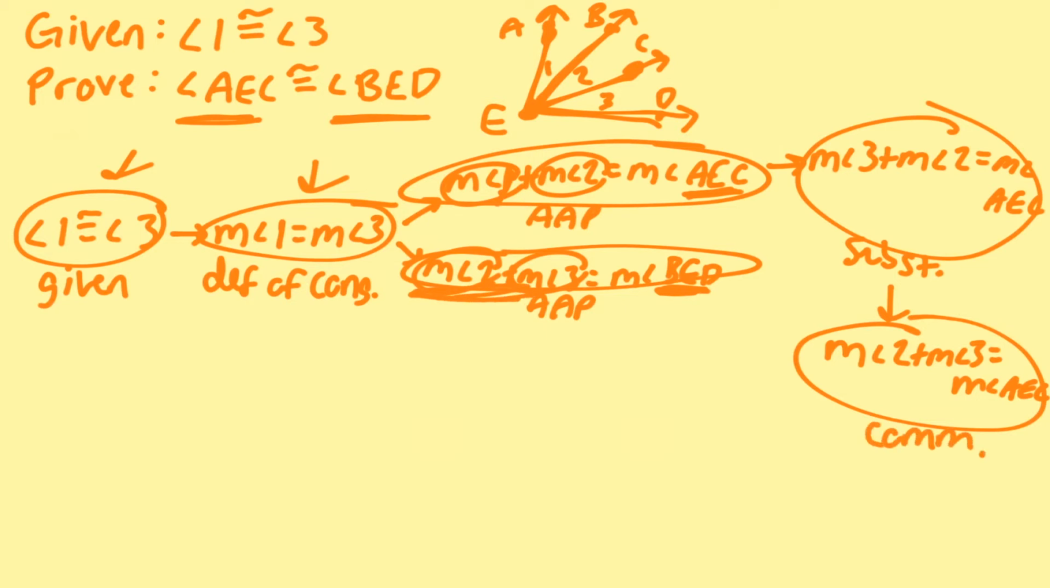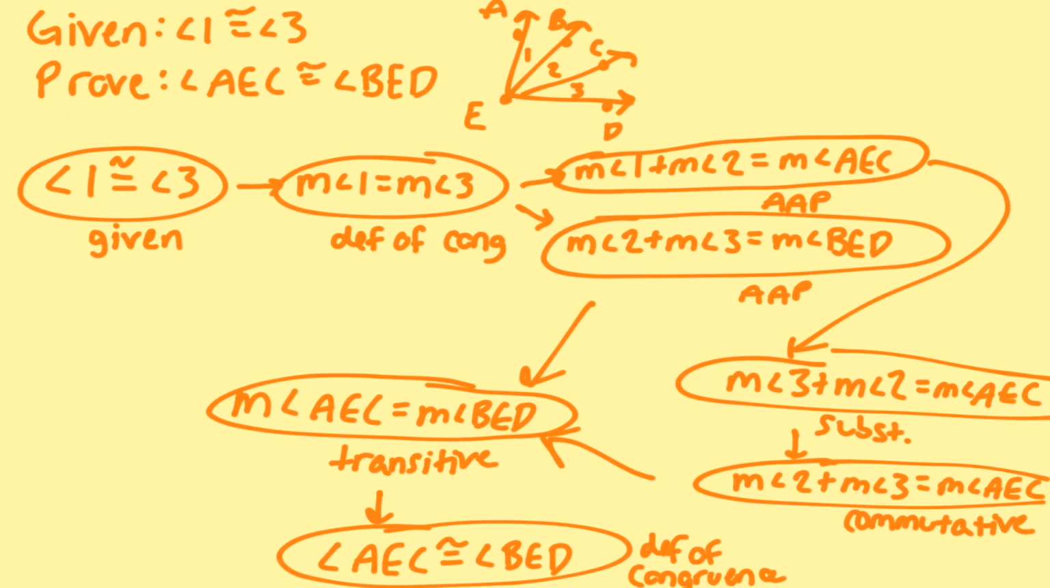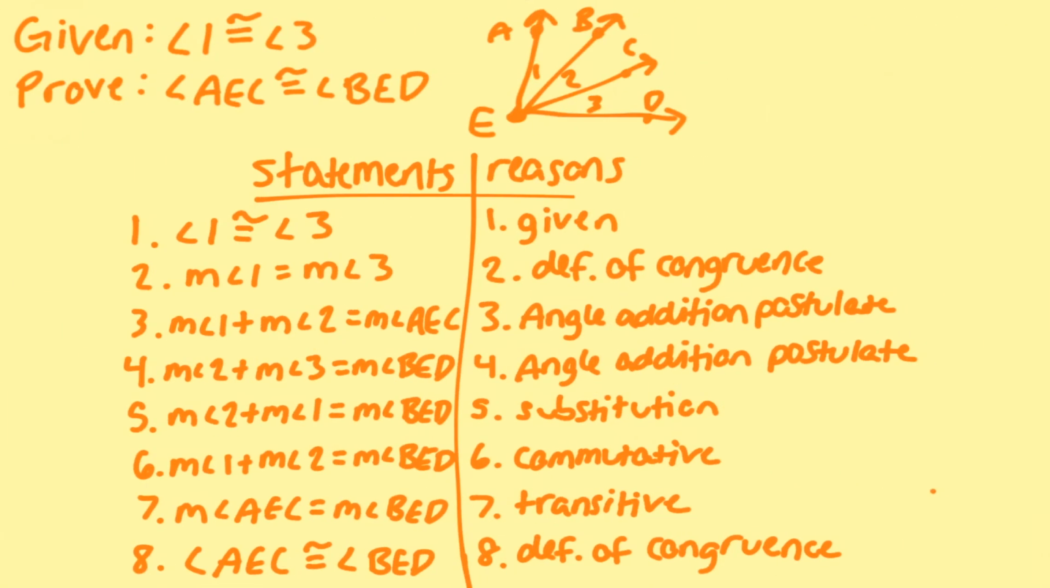So now we can combine the whole left sides both equal each other. We can combine this into one equation now. So the measure of angle AEC is equal to the measure of angle BED based on the transitive property or substitution, and therefore AEC is congruent to angle BED based on the definition of congruence. So here's a neater proof of what I just did, and here's a 2-column proof.